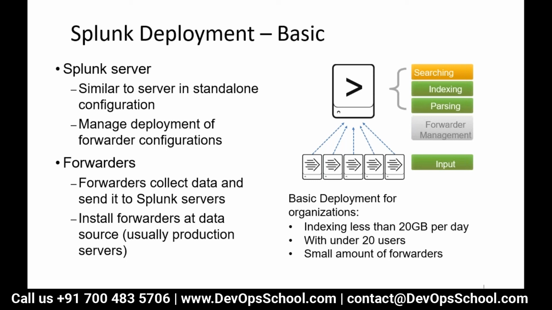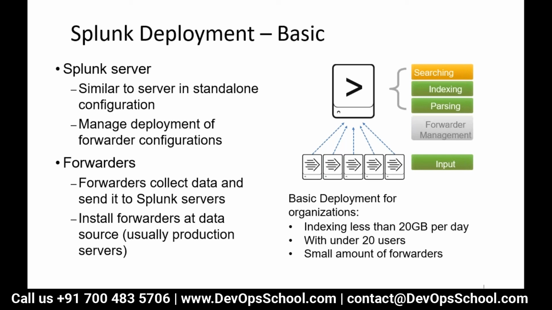Install the forwarder at the data source, usually the production server. So what should be the capacity of the basic deployment for an organization? This is not for learning purposes, but for real deployment. You should set up this basic model where indexing is less than 20 GB per day. So if the amount of data you are indexing is 20 GB per day, you should go for the basic deployment model. This means you should set up one server and one forwarder.